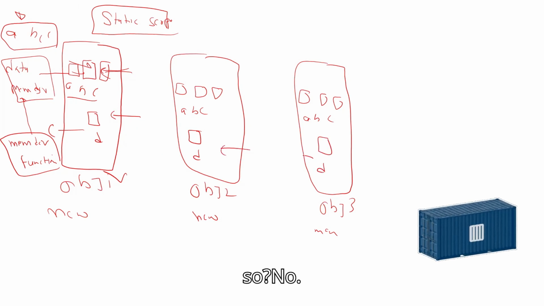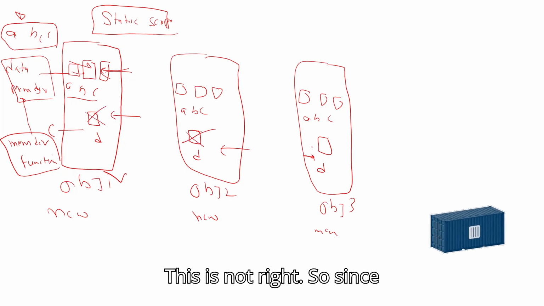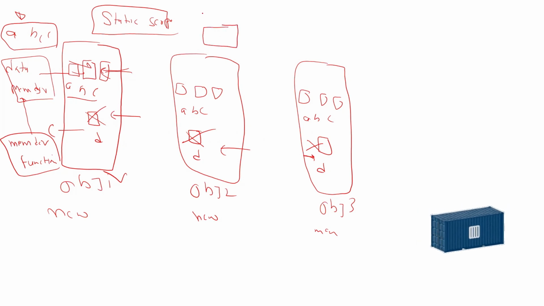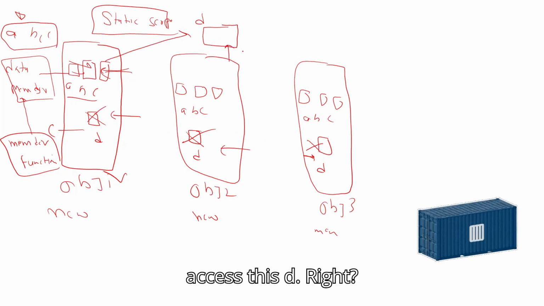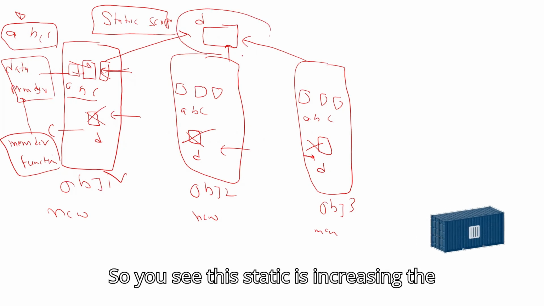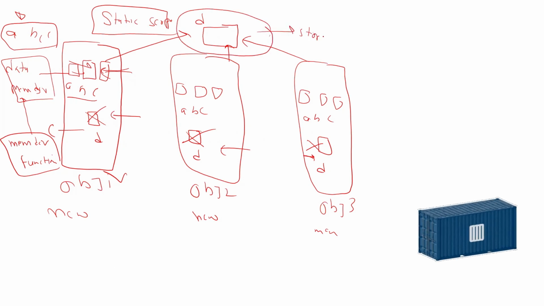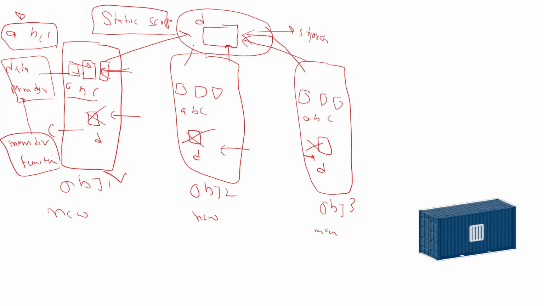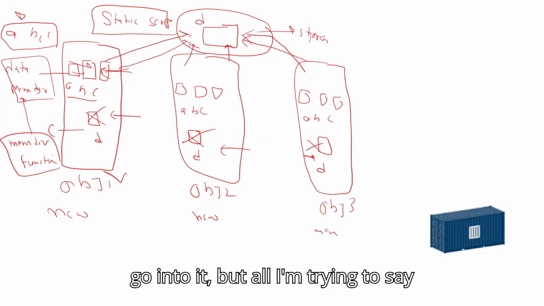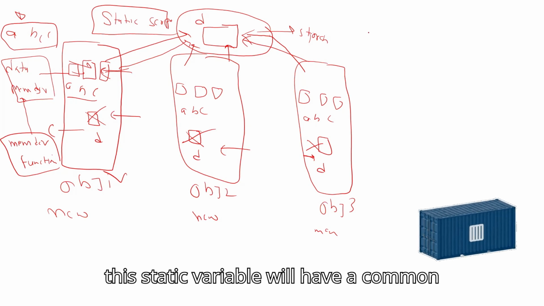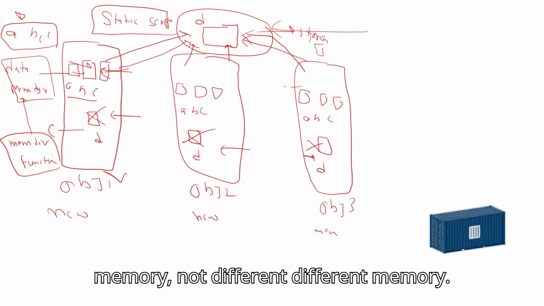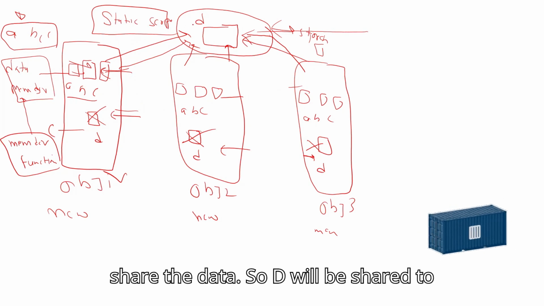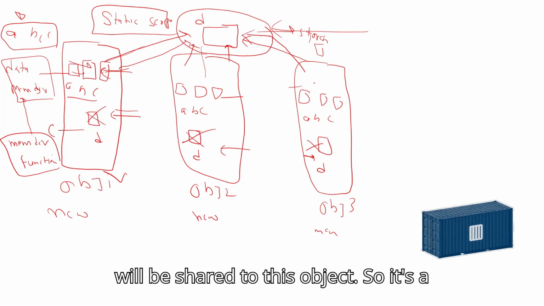No, this is not right. Since D is a static member, it will always have common memory allocated. All these instances will access this D. You see, static is increasing the shareability. These objects will contest for accessing it, creating a race condition, but I won't go into that. All I'm trying to say is that a static variable has one single common memory allocated, not different memory. They are trying to share the data.